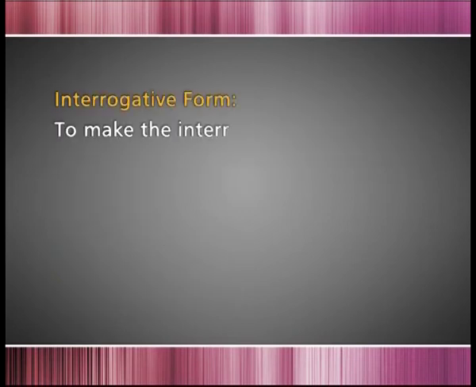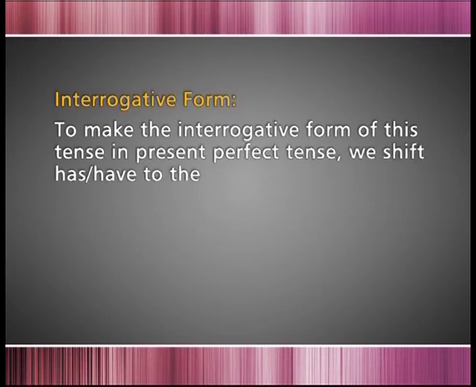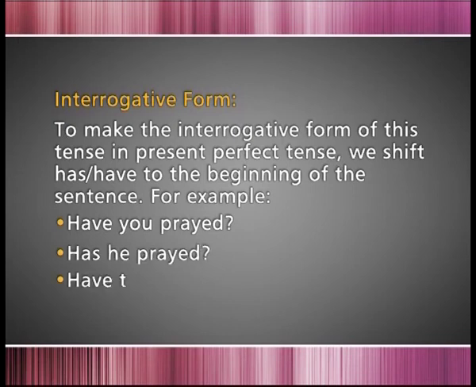Interrogative form. To make the interrogative form of this tense in the present perfect tense, we shift has or have to the beginning of the sentence. For example, have you prayed? Has he prayed? Have they prayed?